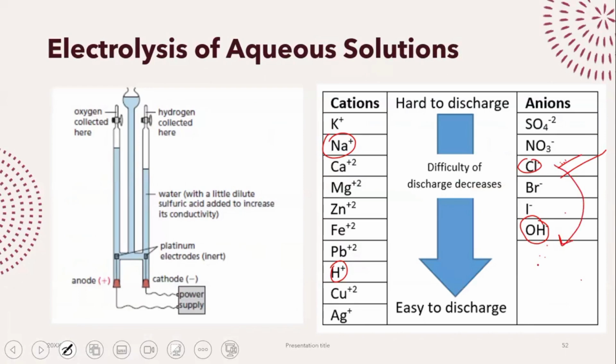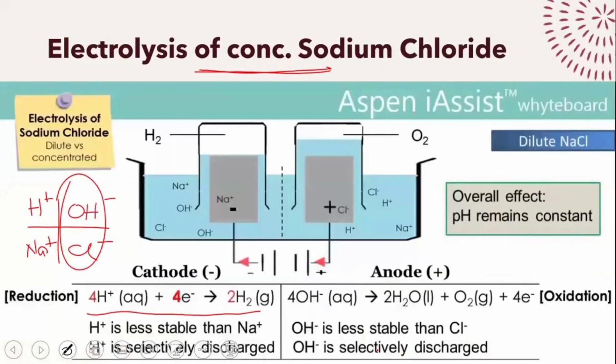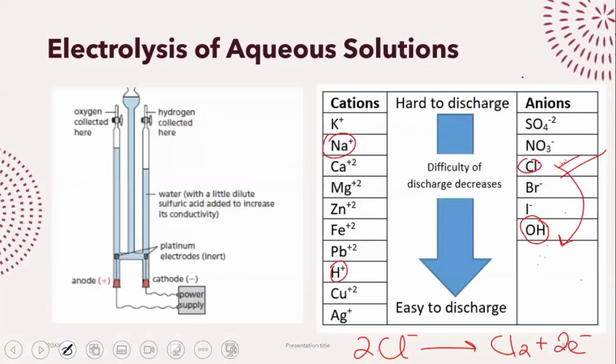So who should go to the anode? Hydroxide. But who ends up going to the anode? Chloride. Why? Because chloride is much, much more concentrated. So chloride ions will go to the anode and chlorine gas is going to be produced. Now you can ask me, Miss, if the reason is concentration, then this is concentrated sodium chloride. So sodium is also concentrated, Miss. If chlorine is concentrated, so is sodium. So between sodium and hydrogen, then why are you picking hydrogen?